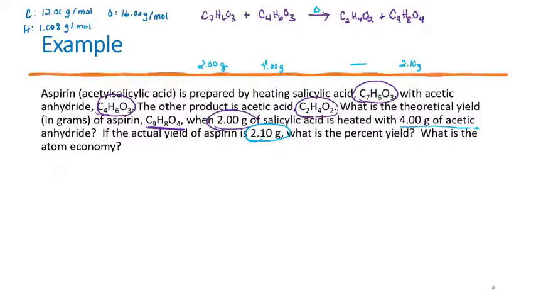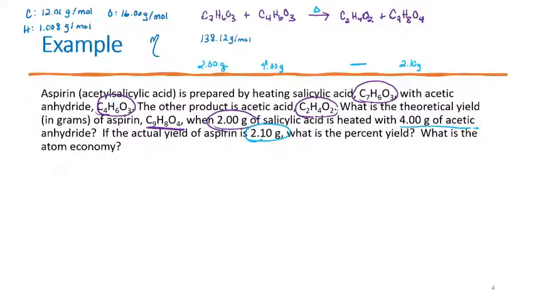Let's add up salicylic acid first. Salicylic acid has 7 carbons, 6 hydrogens, and 3 oxygens. This has a molar mass of 138.12 grams per mole. For molar mass, I use what I call a script M. We use a capital M a lot in chemistry, so I use a script M to identify molar mass.